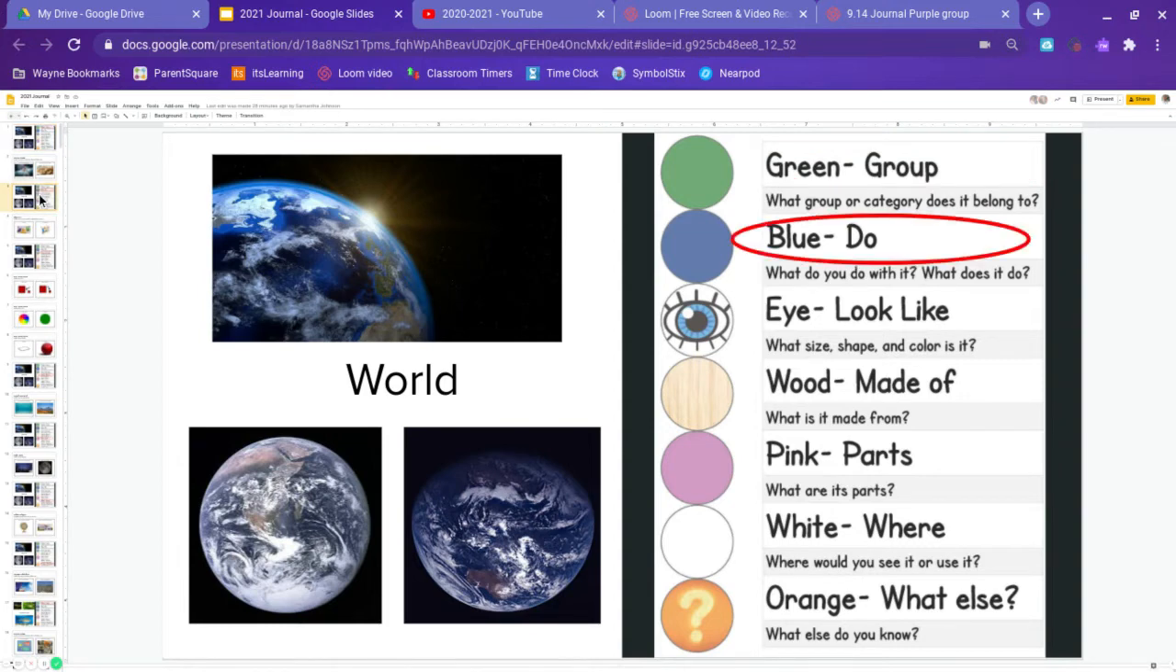All right, guys, the next is blue, and blue is do. So what does the world do? So think about that. What does it do? Does it stay still? Does it move? And if so, how does it move? Think about those white pictures in there. Those are clouds. What do the clouds do? What do those affect? So think about that as you answer for blue.